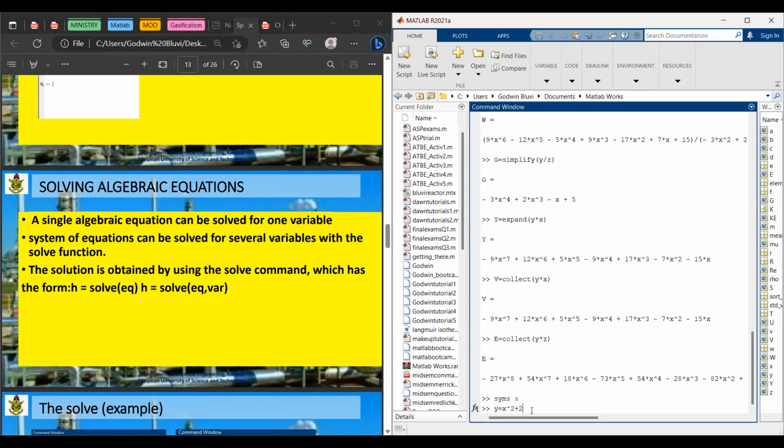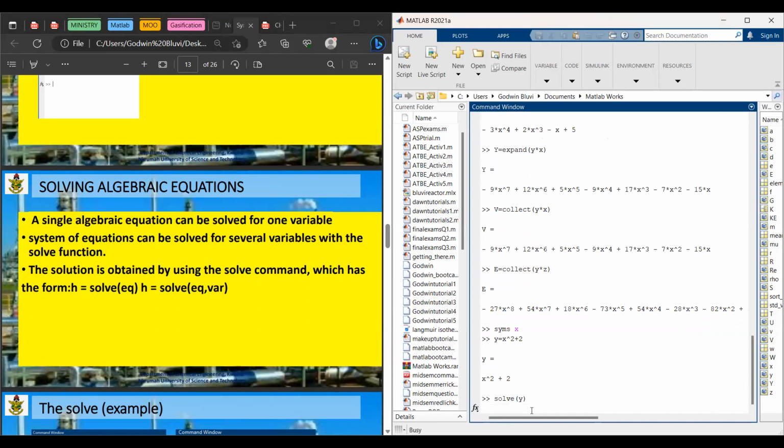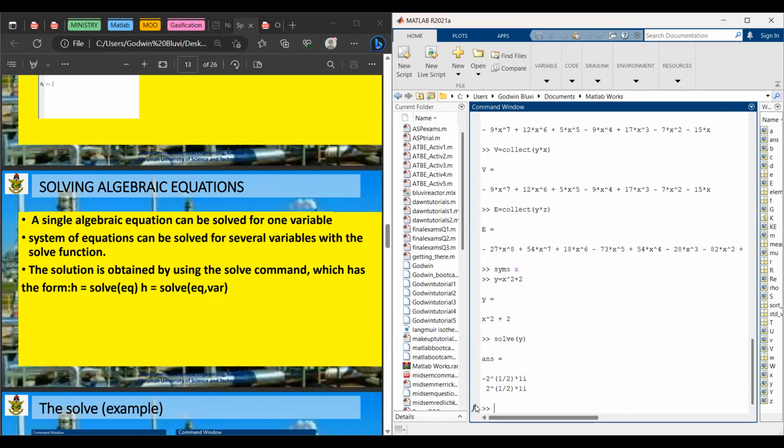X squared plus 2, something quickly. We are done. Y is equal to x squared plus 2. Solve y. That's all. So you see, if you just equate y to 0, it will assume that what? We are equating y to 0. In MATLAB, when you don't add an equal to, and then over here, we'll not add just one equal to, we'll add double equal to.